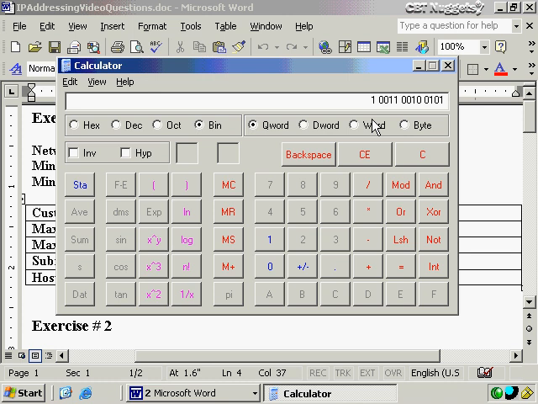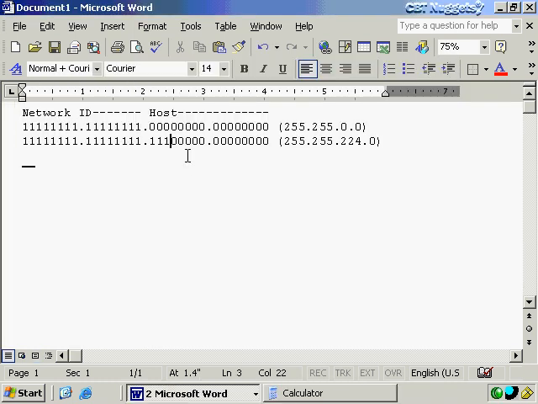Don't be concerned about whether they're zeros or ones. All we're doing is counting the number of bit positions that are available here. Now that we know that that number is 13, we can go back into our binary thinking here, and we can say, here, how many bits do I have? There's 8, 9, 10, 11, 12, 13. Okay, I've got 13 positions available for my hosts.